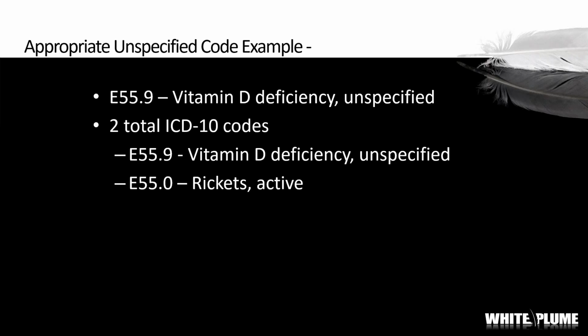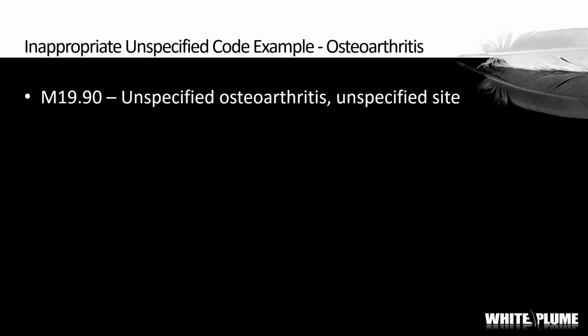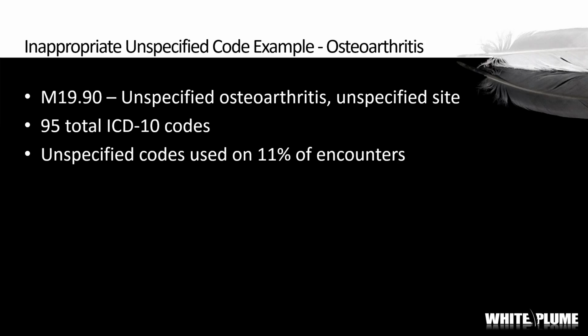Let's look at one that's probably inappropriate 100% of the time. M19.90, unspecified osteoarthritis of an unspecified site. This is one of those that you can see, yes, it has the word unspecified in it. The last digit is a 0, not a 9. If you go look this up in the code book, you'll find 95 other more specific choices in the code set. And this is what we've seen happens often, is you have practices that are using this as a catch-all. They're using it nearly 11% of the time.